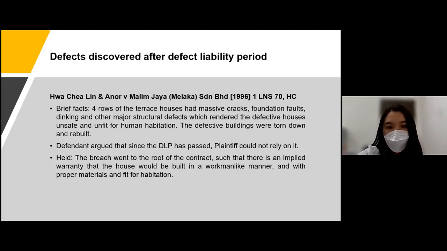So the High Court held that the breach went to the root of a contract and such that there is an implied warranty that a house would be built in a workmanlike manner and with proper materials and fit for habitation. So the court actually held the developer liable for such defects.